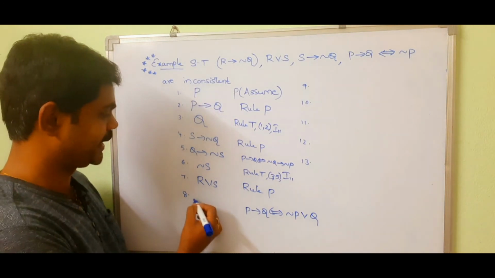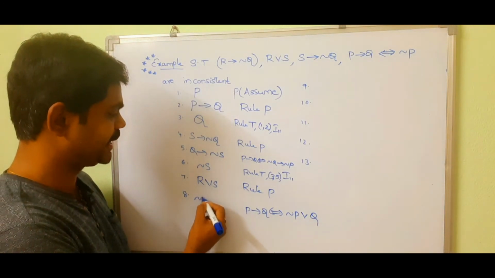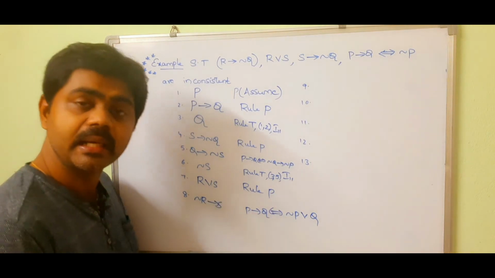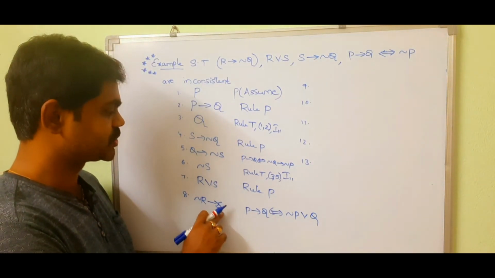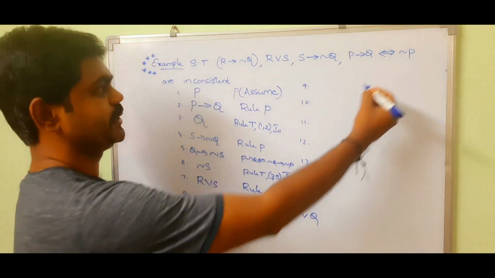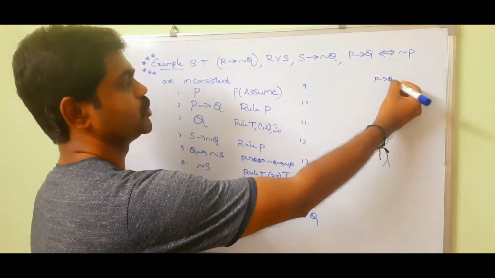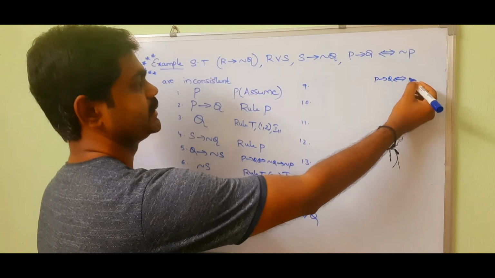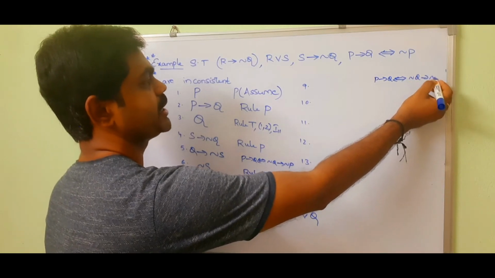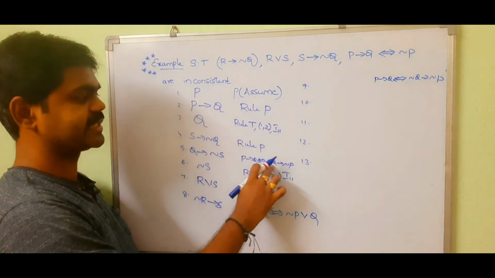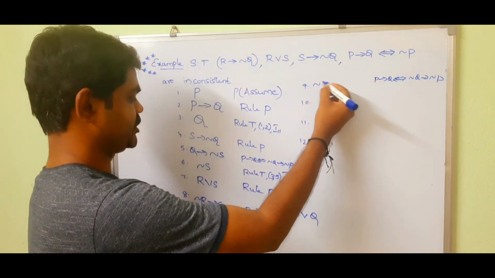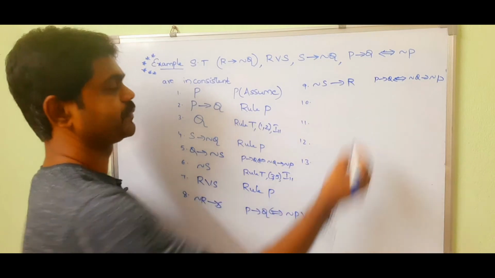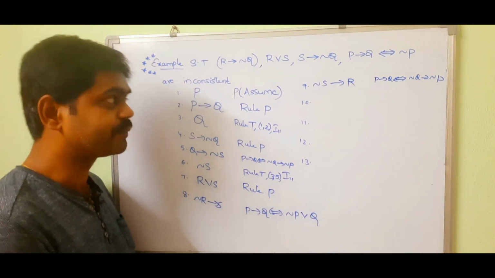So from this rule we get negation R tends to S, right? So negation R tends to S. So again, if we have P tends to Q, then we can write negation Q tends to negation P. So here we have seen negation Q tends to negation P. So here we get negation S tends to R. So negation S tends to R.